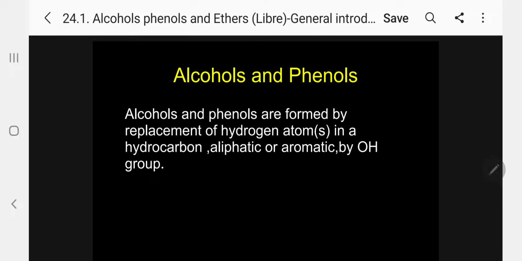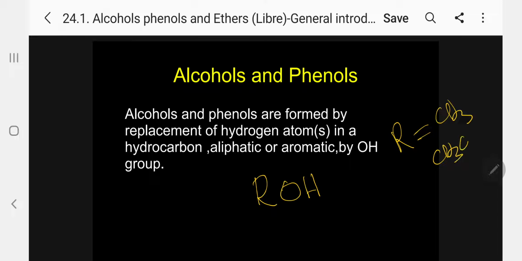What are alcohols and phenols? Alcohols and phenols are formed by replacement of a hydrogen atom in a hydrocarbon, which is aliphatic or aromatic, by an OH group. For example, let me take a general formula R-OH, for alcohol or phenol. If R equals an alkyl group like methyl or ethyl, we call it an alcohol. If R equals a phenyl group, we call it a phenol.